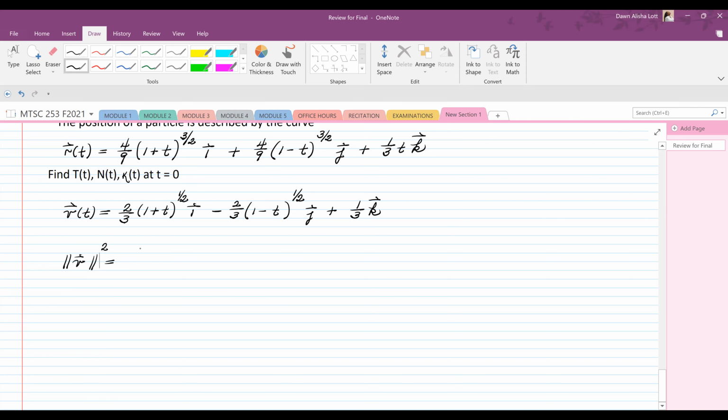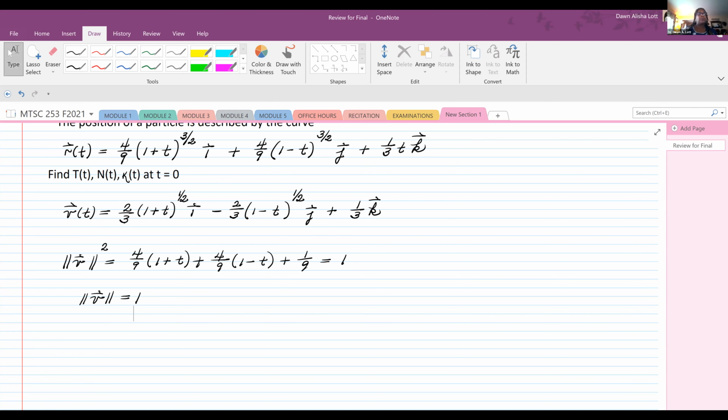4/9 times (1 plus t), plus 4/9 times (1 minus t), plus 1/9, plus 1/9. And what does that turn out to be? Equal to 1. Good. So now you see why I don't like having to do the norm. Because if I did the norm, I would have had a big old square root. I get tired of writing square roots. This is nice because I know the norm squared is 1, so the norm is 1. So I don't have to do all that.